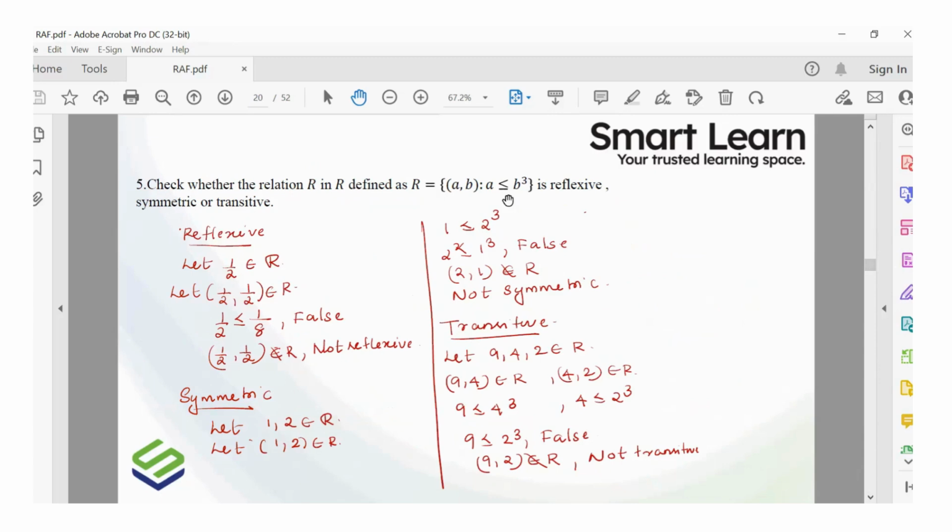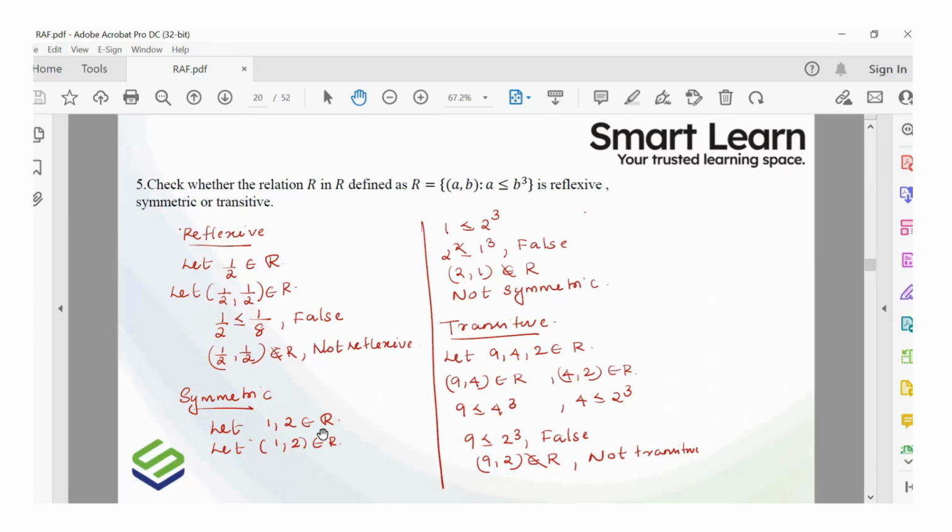Now here, the relation a less than or equal to b cube is neither reflexive, symmetric, nor transitive. Reflexive: I will take an example. Let 1/2 be an element of R. Here R is the set of real numbers. Is 1/2 less than or equal to (1/2) cube, which is 1/8? No, 1/8 is the smaller one. So this is not reflexive.